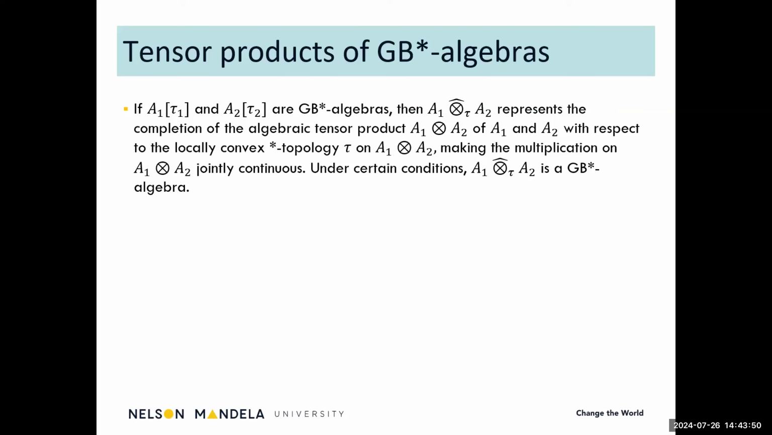So you start with two GB star algebras, and then you can represent the completion of the tensor product with respect to the locally convex topology on the algebraic tensor product, making the multiplication now not only separately continuous, but jointly continuous. Under certain conditions, one can make this a GB star algebra. And we will always assume that those conditions are met.